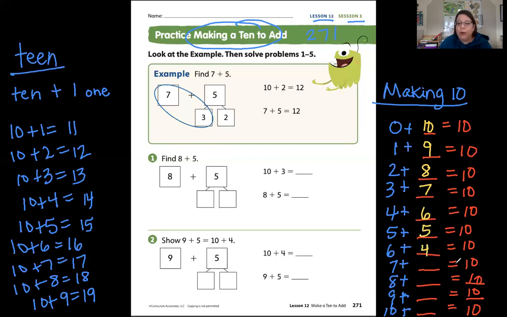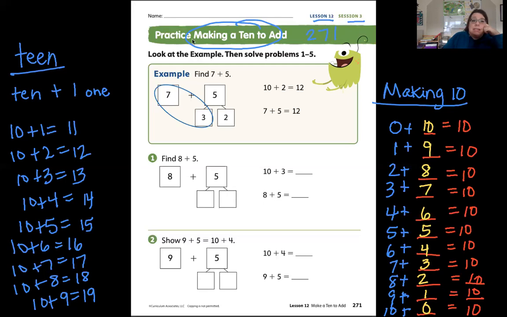6 plus 4 equals 10. 7 plus 3 equals 10. 8 plus 2 equals 10. 9 plus 1 equals 10. 10 plus 0 equals 10. Making 10 is so important. Okay, so now we're going to go to the work.